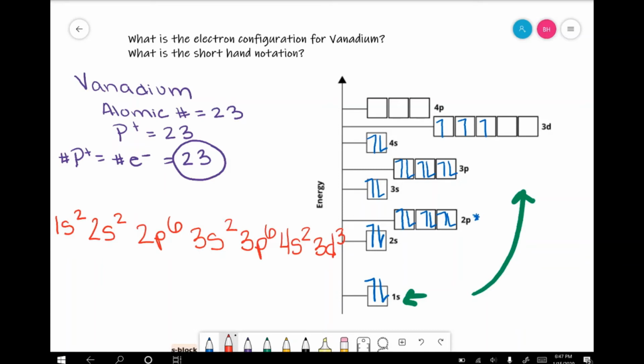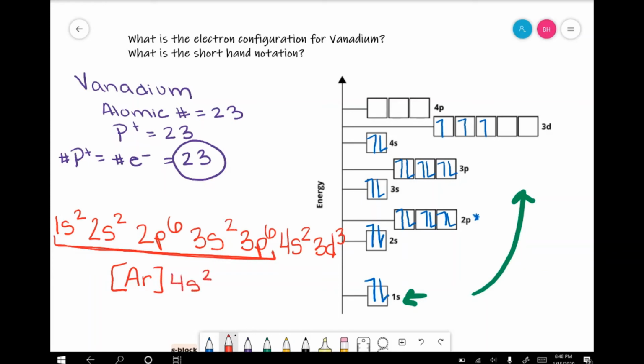But now what we can do is we can also look for our shorthand notation. Our shorthand notation takes these and it says, what is my previous noble gas? And if you look at your periodic table, you see that my previous noble gas is argon. So I'm going to put argon in brackets, and that pretty much denotes what I just highlighted right here. So that argon denotes this, and then we could just fill in the rest.